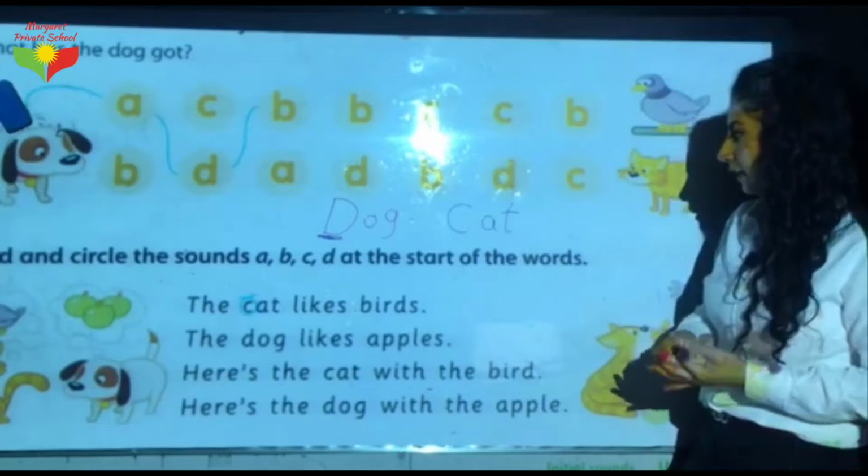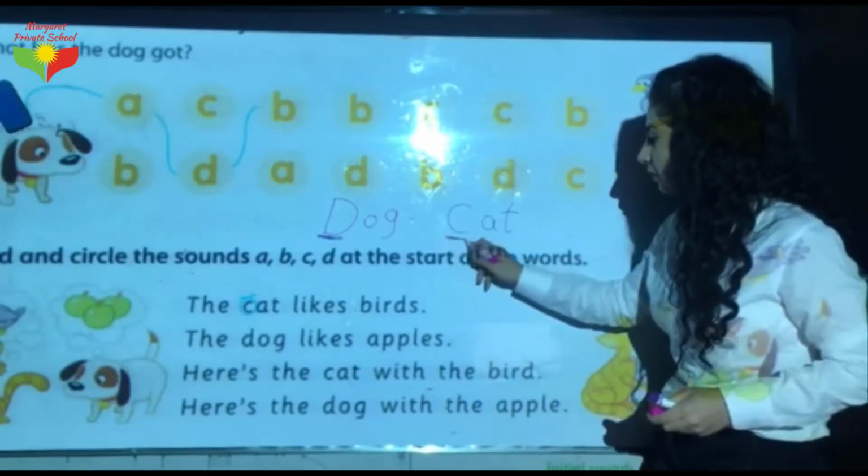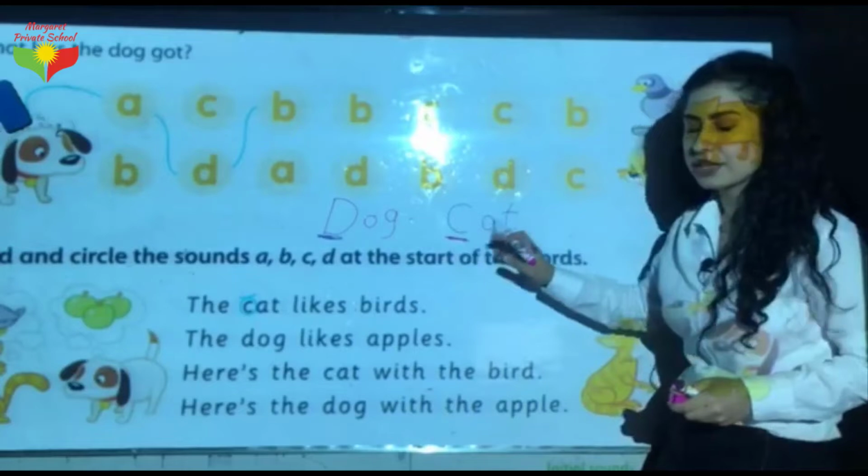Okay, look at the example cat. Cat. Letter C is the start of the word. Letter C is the start of the word.